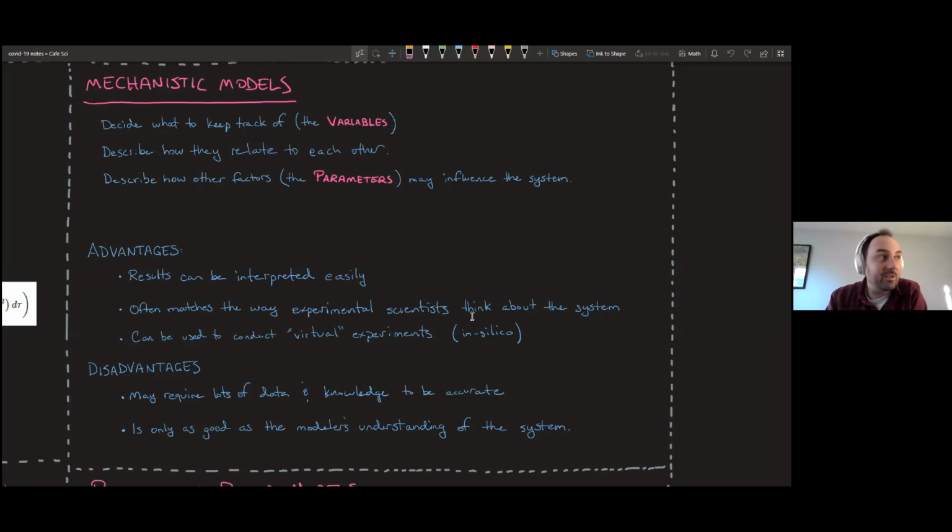Of course, there are disadvantages of mechanistic models as well. Because you're keeping track of so many little details about everything that's going on, often you need a lot of data to be sure that you have a good model.